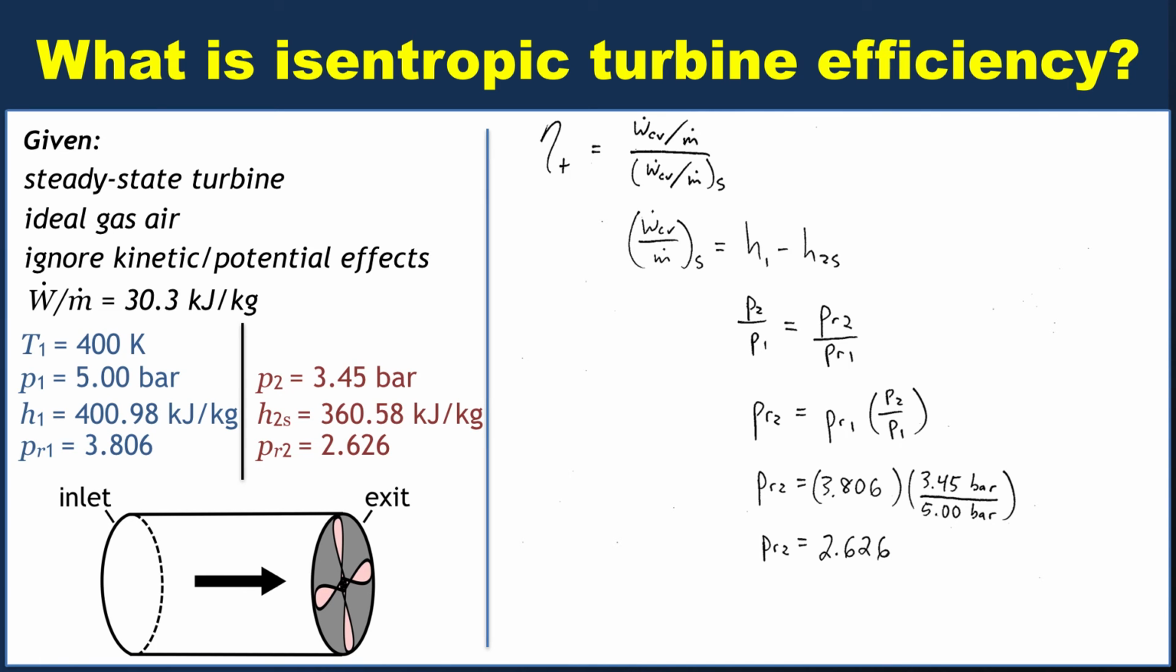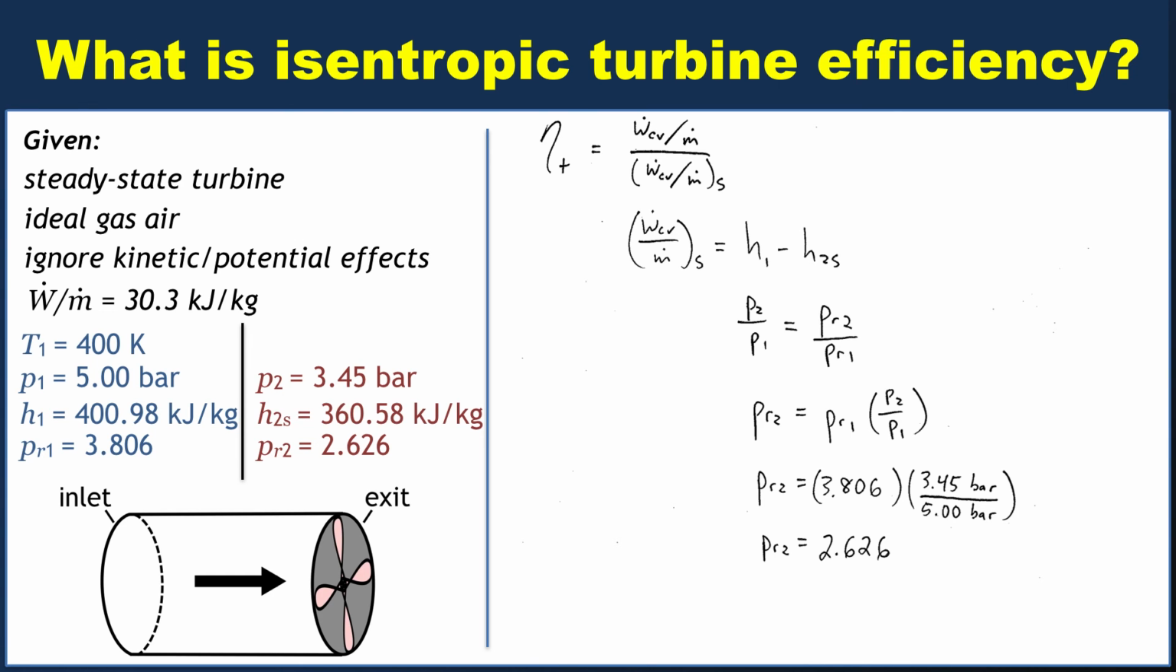Let me just walk through the logic again. The idea was, we knew that we wanted to have an isentropic process that ended up with the value of P2, 3.45 bar. We also knew the inlet conditions, 400 Kelvin, 5 bar. We could use this pressure ratio, P2 over P1 equals PR2 over PR1, because that corresponds to an isentropic process. We could go through and solve for what PR2 had to be, and then look at the corresponding specific enthalpy to figure out what the specific enthalpy for an isentropic turbine process was. Okay, so we just did all that. Now we have our value of H2S.